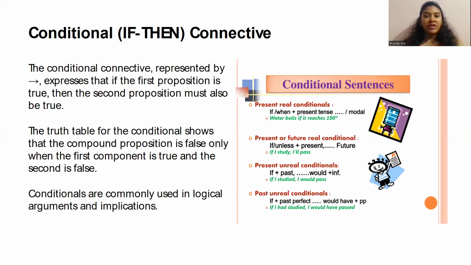Conditional, that is the if-then connective. The conditional connective represented by an arrow expresses that if the first proposition is true, then the second proposition must also be true. The truth table for the conditional shows that the compound proposition is false only when the first component is true and the second is false. Conditionals are commonly used in logical arguments and implications.